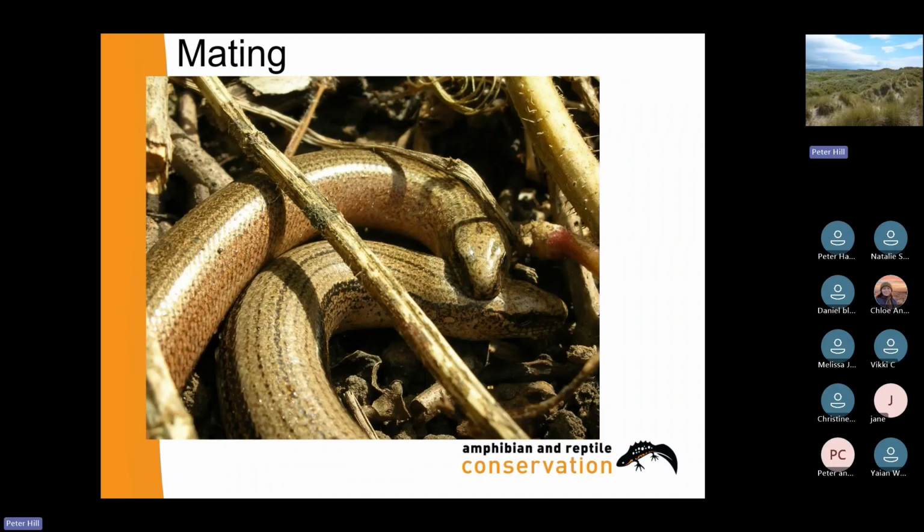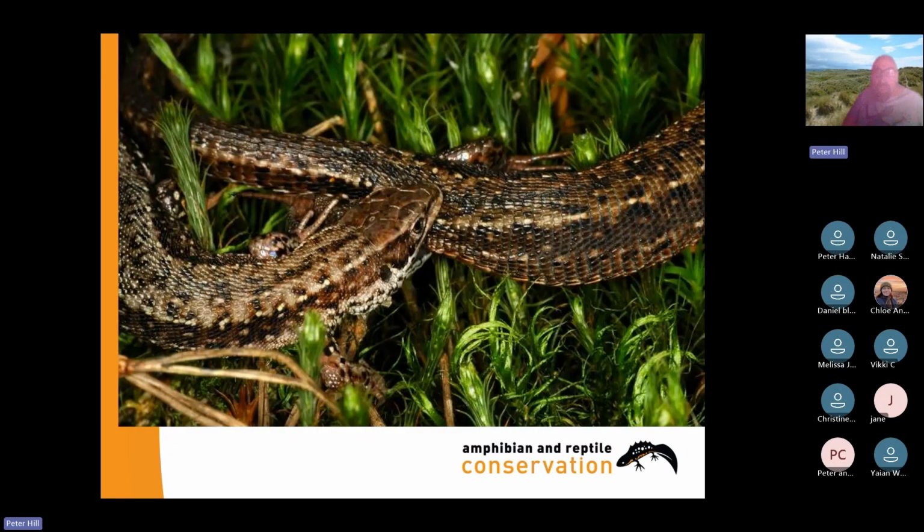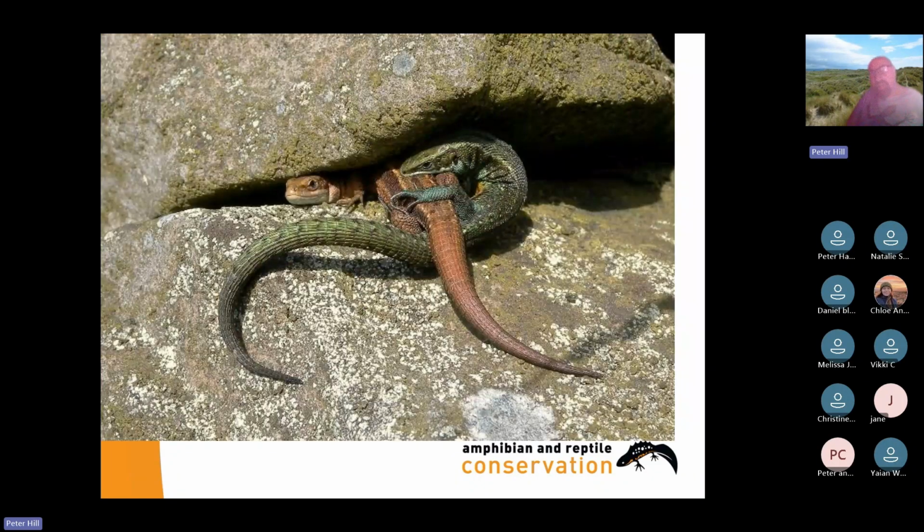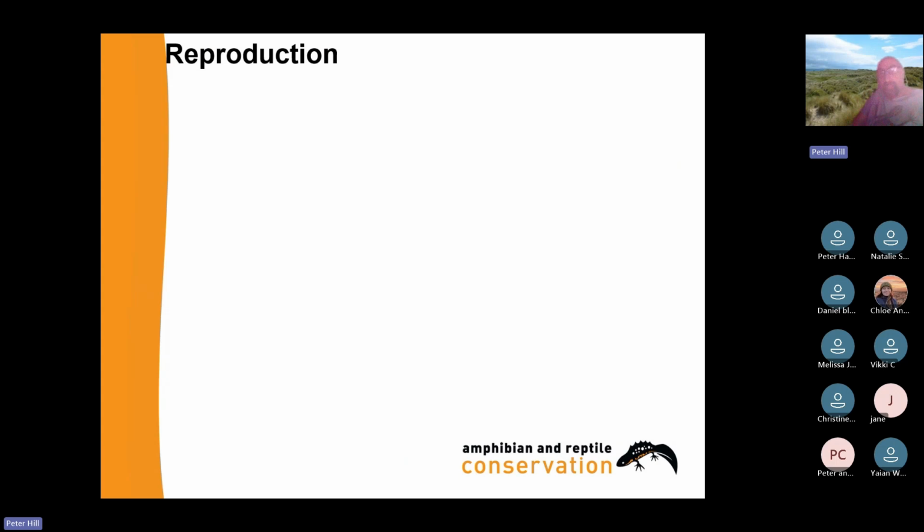Mating. Here we can see a slow worm, a male with a female, grabbing hold of her by the neck. That's the only hold he can secure. Romance is still alive in the lizard world, as you can see. This is a male common lizard. He grasps the female here, then maneuvers himself forward further. As you can see here, a very green male common lizard mating with a tan-coloured female common lizard.